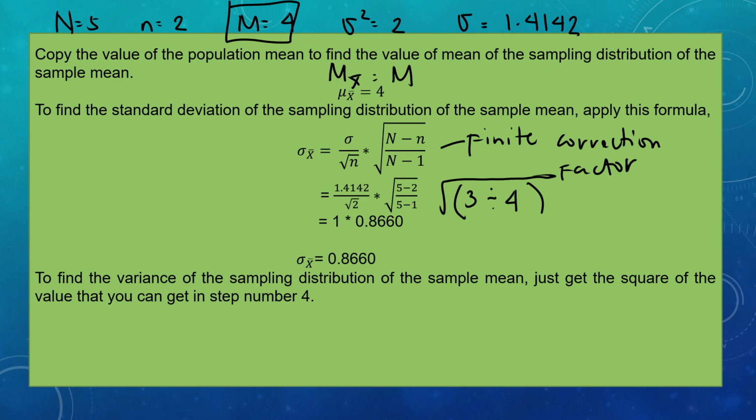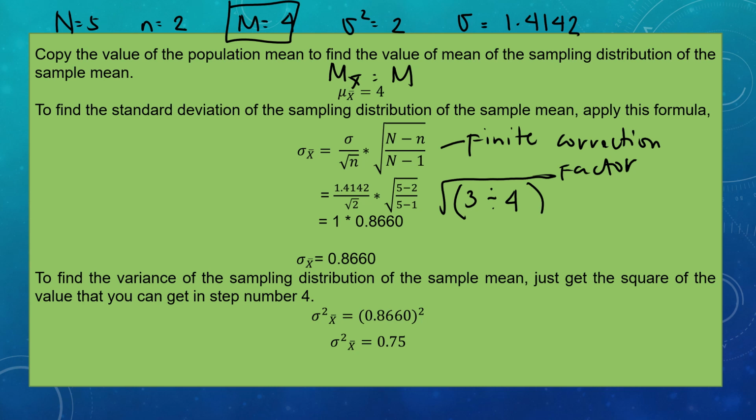Now, to find the variance of the sampling distribution of the sample mean, we will just simply get the square of the value of the standard deviation of the sampling distribution of the sample mean. So instead of writing sigma sub x bar, it will be 0.8660, and then getting it squared, it will be equal to 0.75.